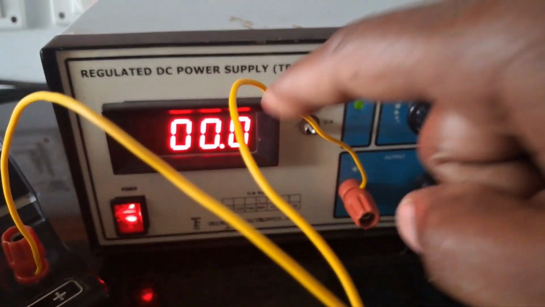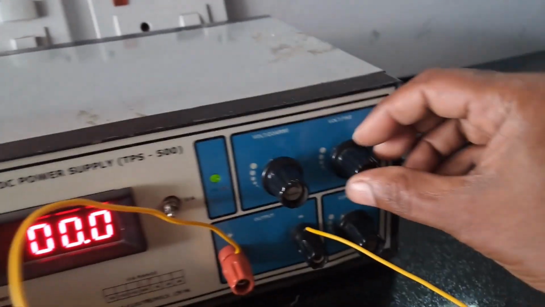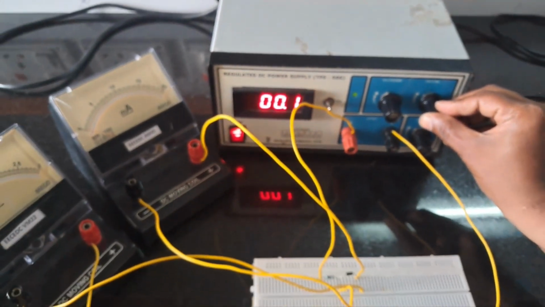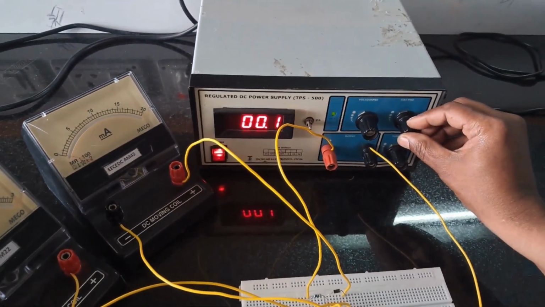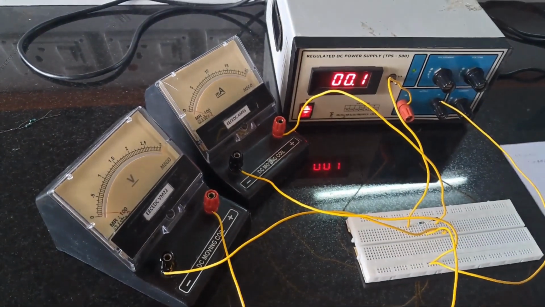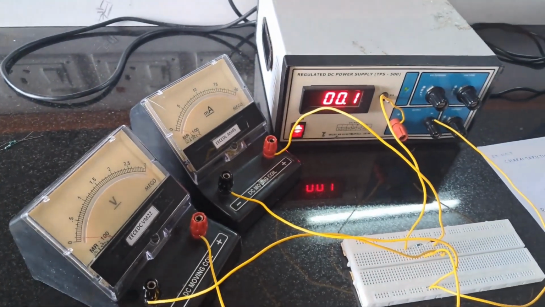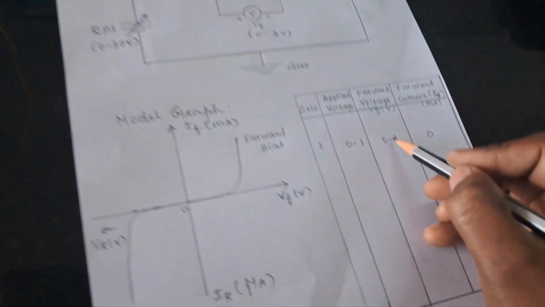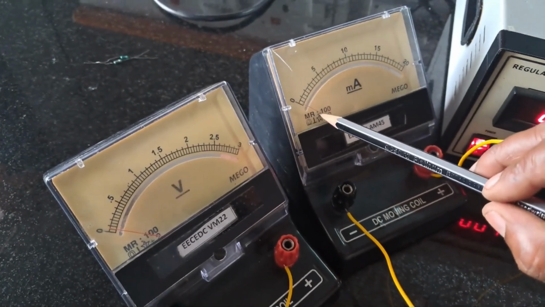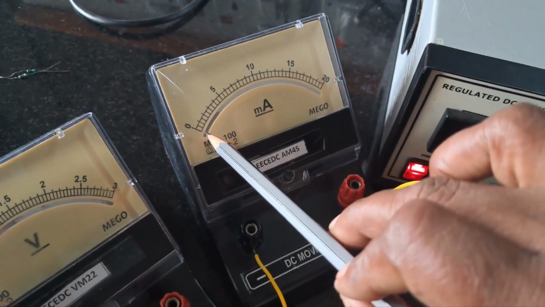When we switch on the supply, we are having 0.0 on the RPS. Next, we increase the voltage using the fine knob to 1 volt. Note down the reading. The applied voltage is 1 and the forward voltage is 0.1. We note down the current value as 0. Here the voltmeter value is 0.1 and the current reading is 0.